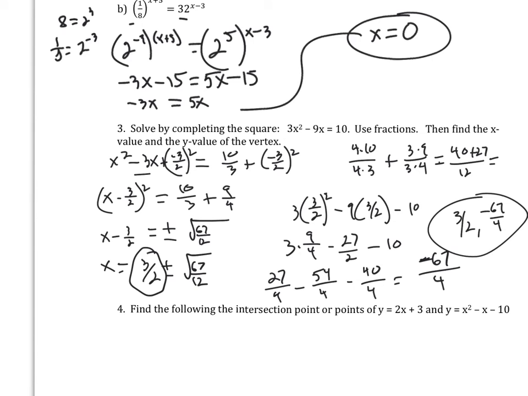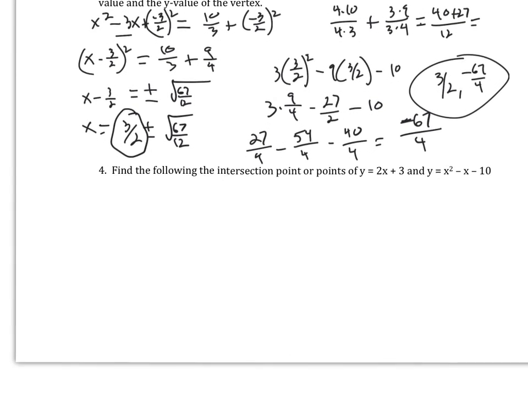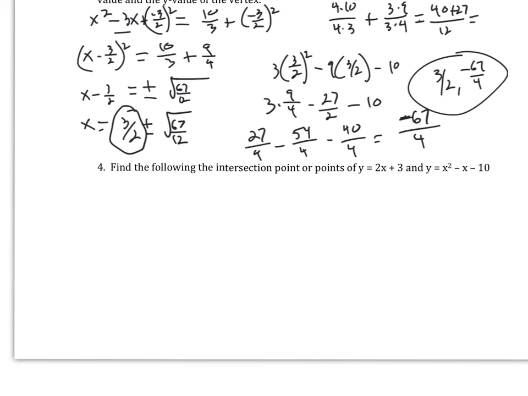Okay, intersection point. We're going to set these two equal to each other. And that's going to give us 2x plus 3 is equal to x squared minus x minus 10. Let's set the left side equal to 0 by subtracting 2x and 3 to get x squared minus 3x minus 13, not factorable, so we'll use the quadratic formula.